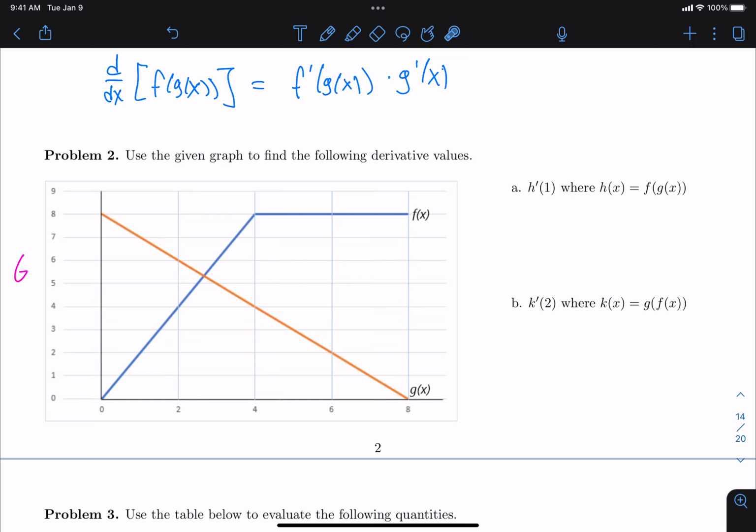It doesn't tell me the height. You look back and F prime of 7, so go to the part of the graph that corresponds to X equals 7 for F.